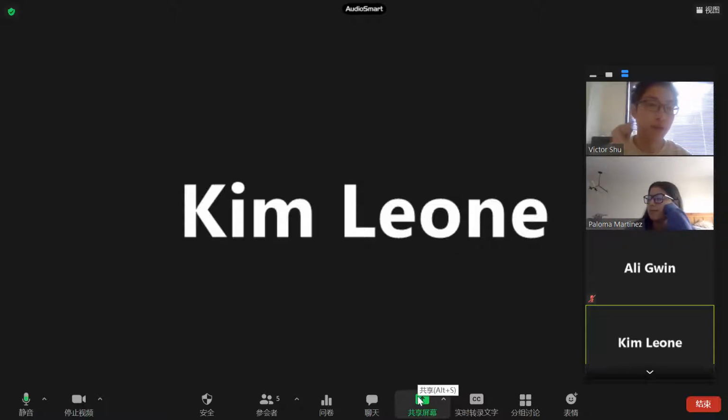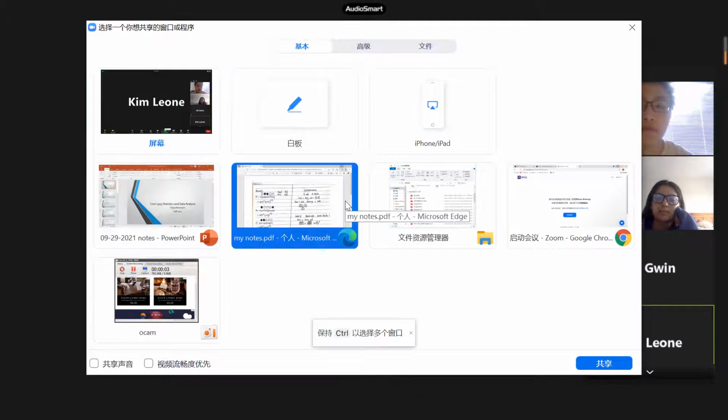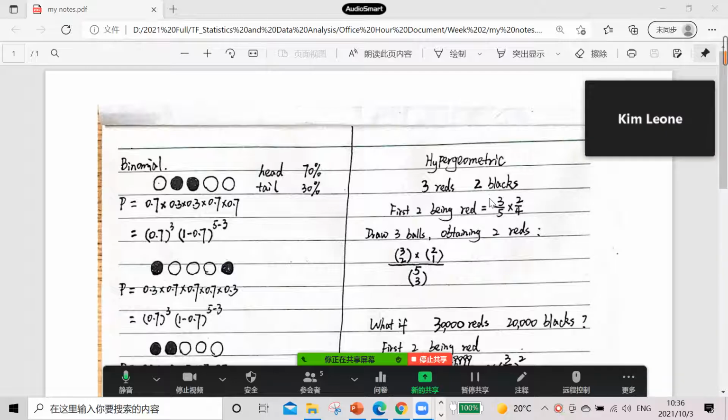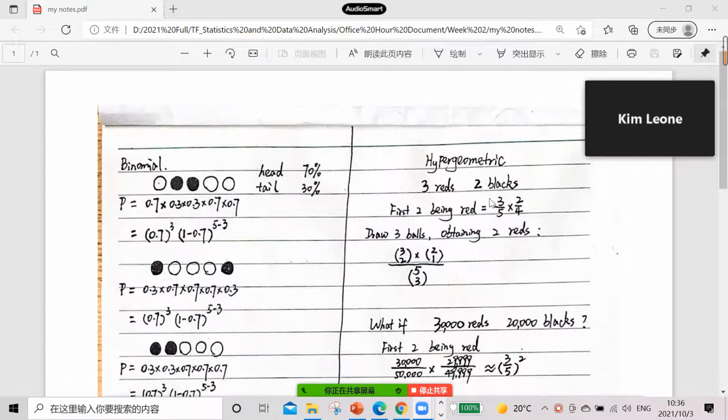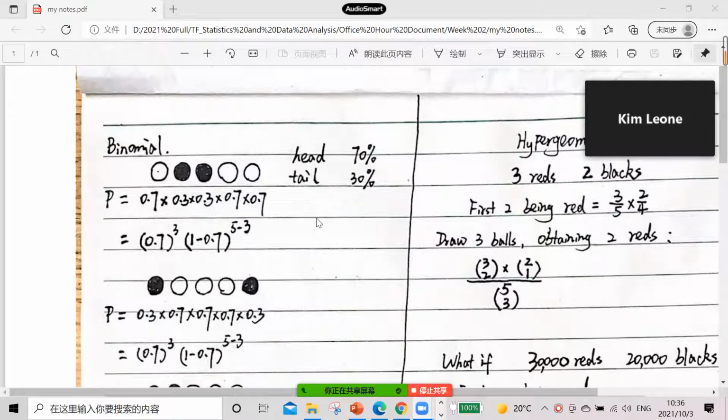Okay, so I'm gonna share the screen. I made a piece of notes, and I will go over what is covered in the class. So basically, I think the most important topics are binomial distribution, hypergeometric distribution, and their interrelationship. So it's probably like a review session, but I provide more solid examples.